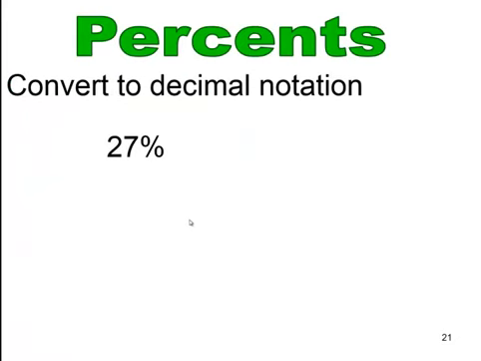Pause and try. So you should have gotten 0.27. Pause and try. So in this case, you should have gotten 1.69. Pause and try. Now this one you have to be careful because when you go over 2 spots, you're missing a number, so you have to put a 0 in that spot. So you end up with 0.06.